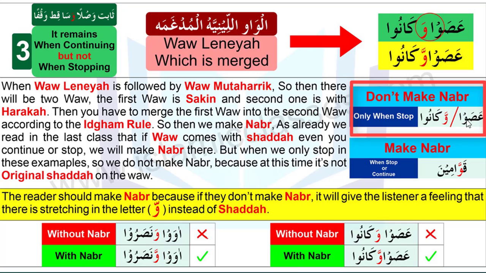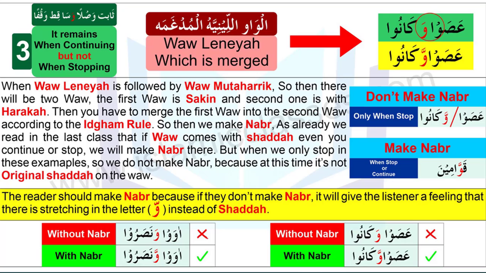How? Asaw, if you stop on this place, asaw wakanu. At this time we do not make nabr. Why? Because at this time it is clear, like here you are reading waw liniya, and the next is waw with haraka, like with fatha, right? So it is clear like you are reading two waw separately. Asaw wakanu. So it is clear, so you don't need to make nabr here.